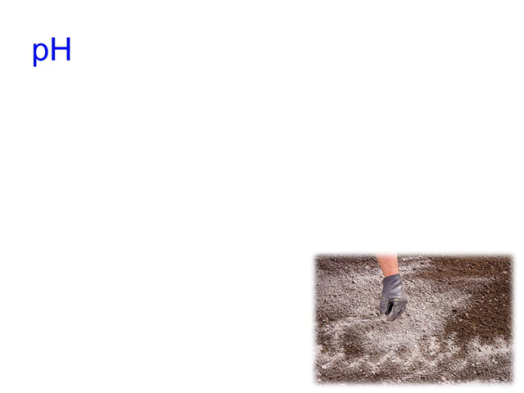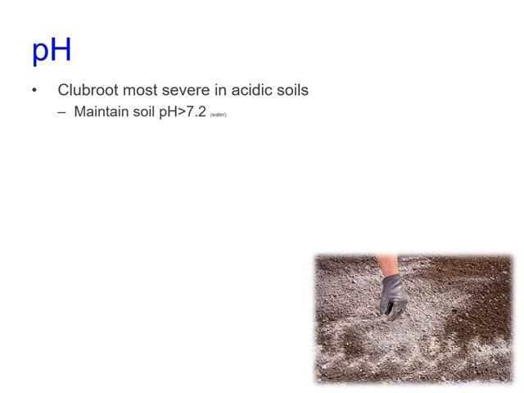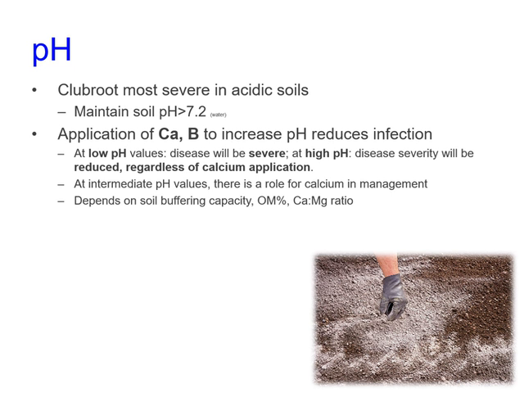pH plays an important role in the development of clubroot, and clubroot is normally most severe in acidic soils. So in other words, where the pH is less than 7. Growers generally want to maintain a pH above 7.2 by liming, for example. Research has also shown that the application of calcium and boron to increase the pH reduces infection.